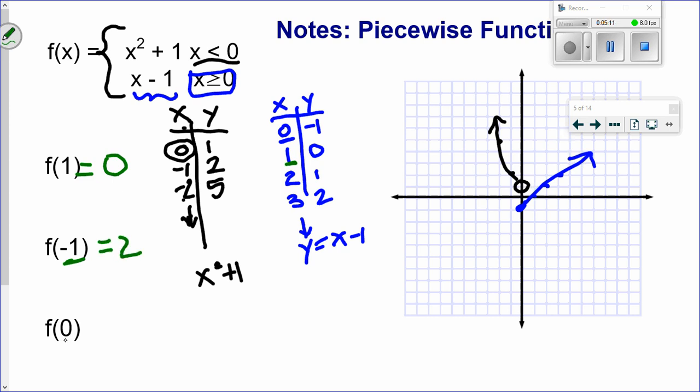This one's the trickiest one because 0 shows up here and here, but in order to do 0, we have to look at the second one because that's the only one that has a line under it. X is greater than or equal to 0, so we're going to use this one, so we know f of 0 is negative 1. I cannot write both answers. The only answer that has a closed-in circle is when x is 0, y is negative 1.